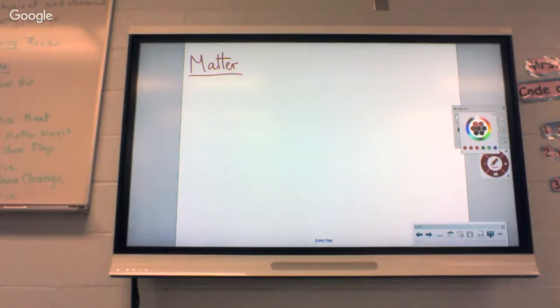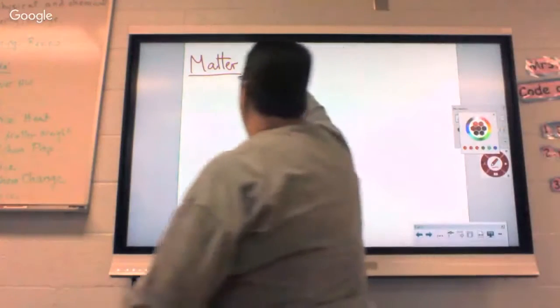Okay? So, here's what matter is. There are two requirements to be matter. And you got the hard one, the one people struggle with. I have to take up space. I have to have something else. Matter is any object or material.